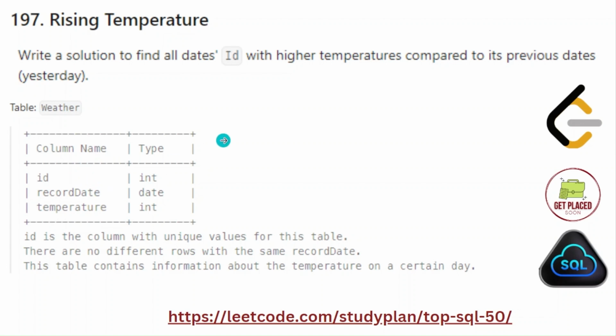Now listen clearly, we need to return the ID. Find all the IDs. So in the result, that is in the output, we need to mention this ID column. Which IDs are we supposed to mention? Those with higher temperature compared to previous dates. So we have to check with the previous dates. We need to compare multiple dates and see which has a higher temperature than yesterday, and then we are supposed to return those IDs.